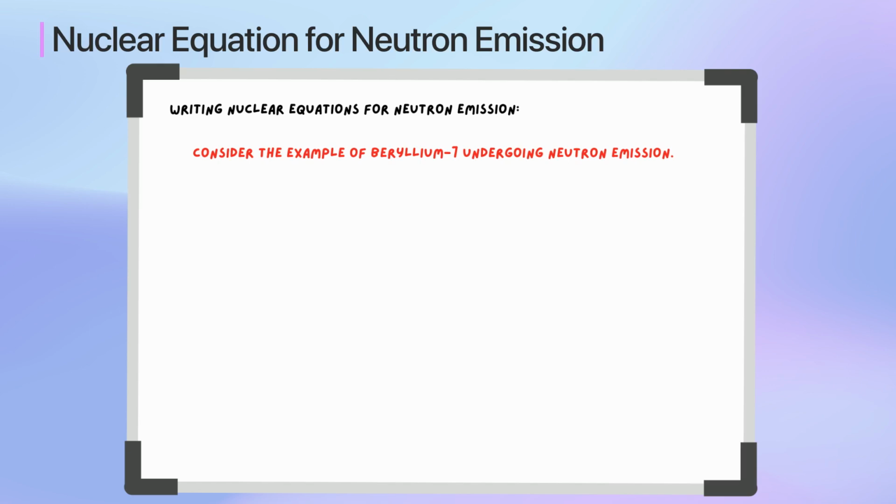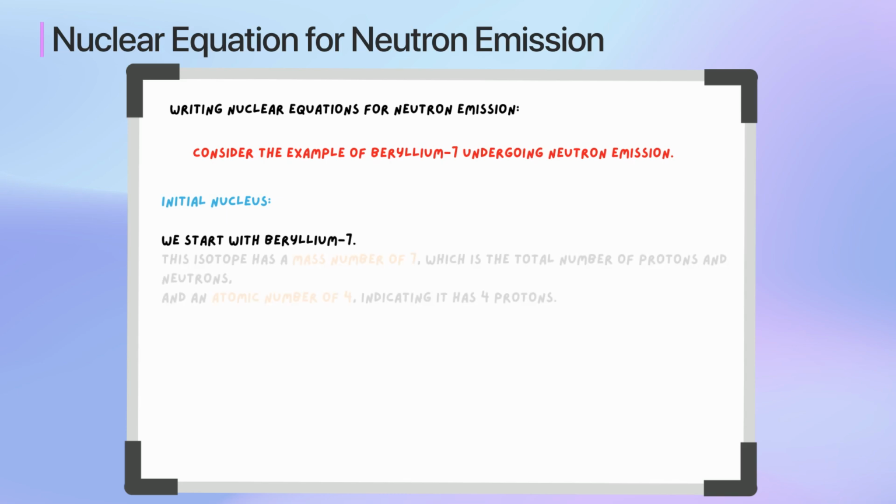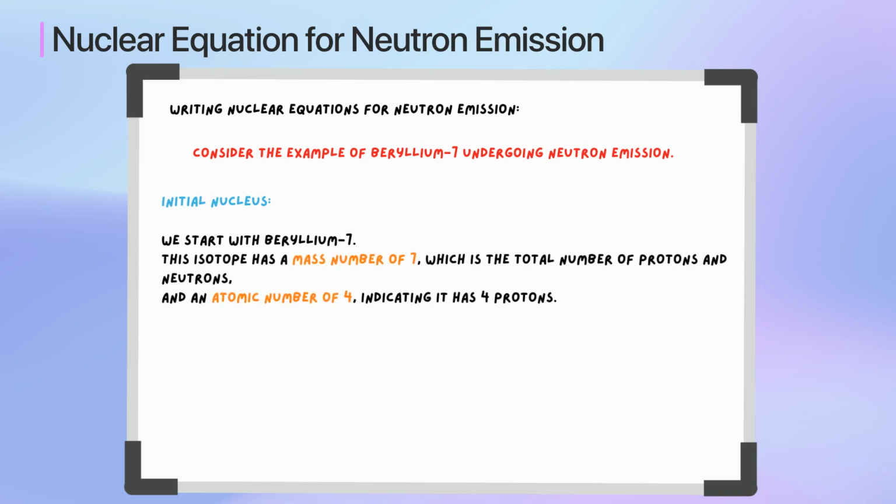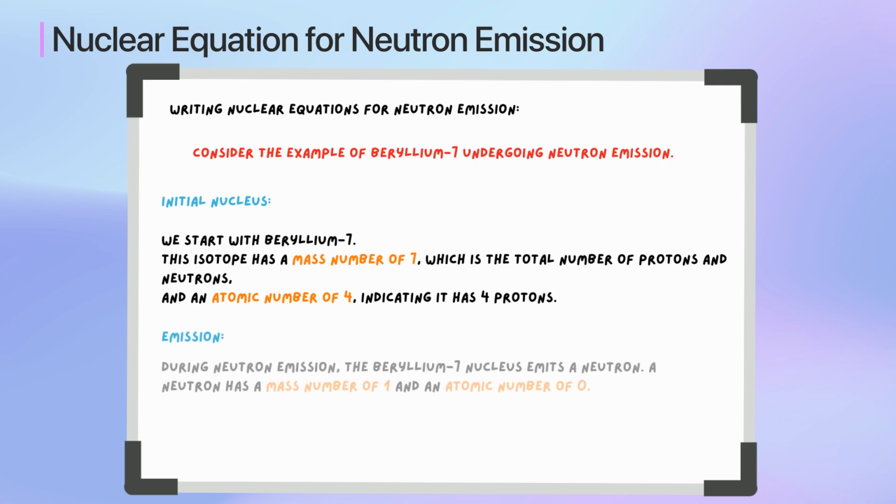To illustrate neutron emission more concretely, let's look at an example to see how this process is represented in a nuclear equation. Consider the example of beryllium-7 undergoing neutron emission. We start with beryllium-7. This isotope has a mass number of 7, which is the total number of protons and neutrons, and an atomic number of 4, indicating it has 4 protons. During neutron emission, the beryllium-7 nucleus emits a neutron. A neutron has a mass number of 1 and an atomic number of 0.